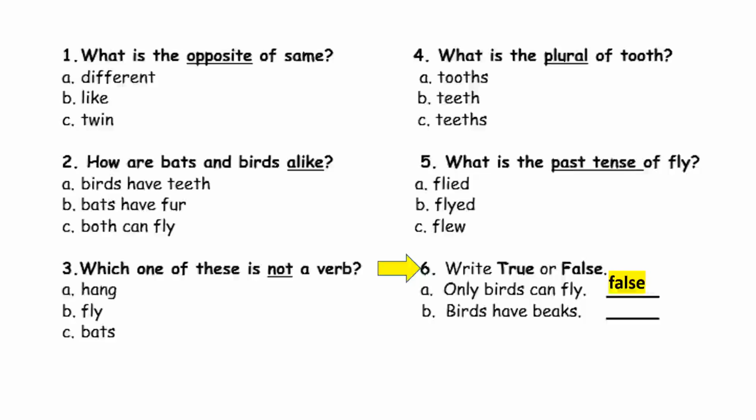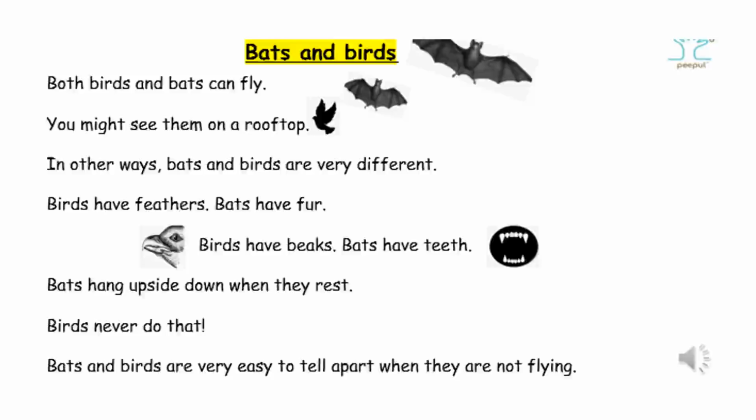Let's read the second sentence. Birds have beaks. Let's look into the passage and find if this sentence is true or false. Let's try to find the word beak in the passage. Can you look for the word beak in this passage? Oh yes, you're right. The word is here. So let's read the sentence. Birds have beaks. So now we know whether the sentence is true or false.